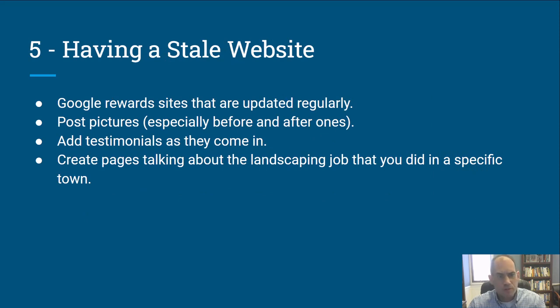Another mistake is having a stale website. So Google rewards sites that are updated on a regular basis. So that can mean posting pictures, especially before and after ones, adding testimonials as they come in. Another thing you can do is create pages talking about the landscaping jobs that you did in a specific town, right? So you can talk about a specific landscaping job that you did in, let's say, Hamden, Connecticut, right?